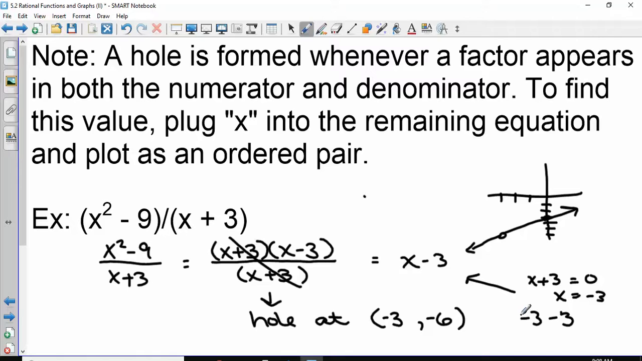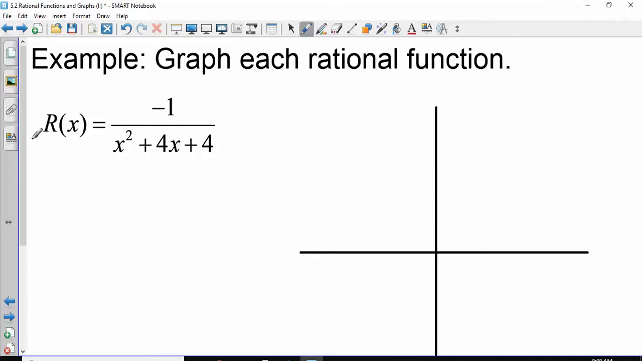So now for the rest of the day, we're just going to do examples. Here is the first one. All right, first step is to factor everything that we can.